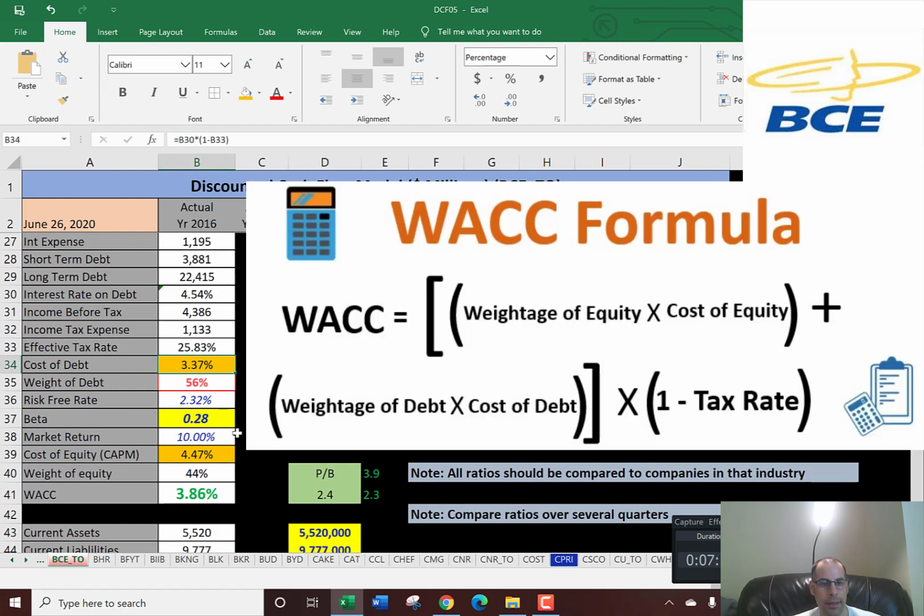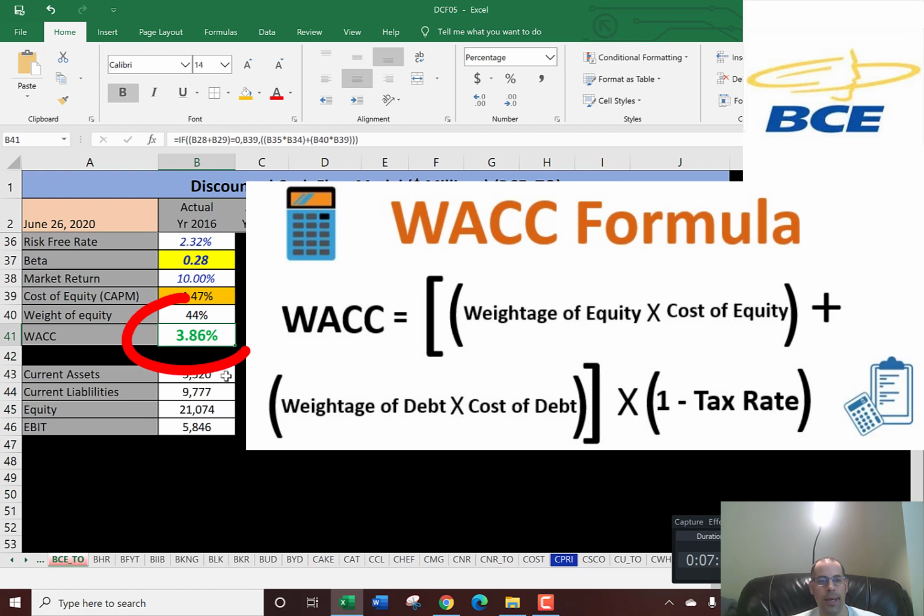So now we know their weighted average cost of capital because it's a blend of the cost of debt, 3.4%, and the cost of equity, 4.5%. And the WACC is 3.86%. That's what we're going to use to discount the future cash flows.